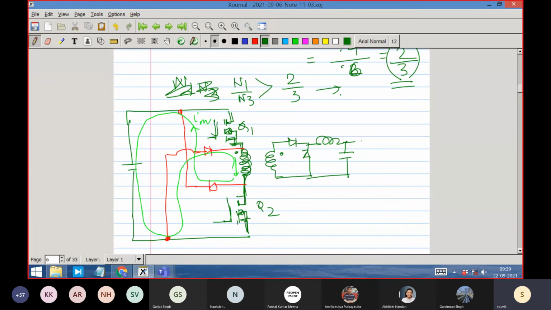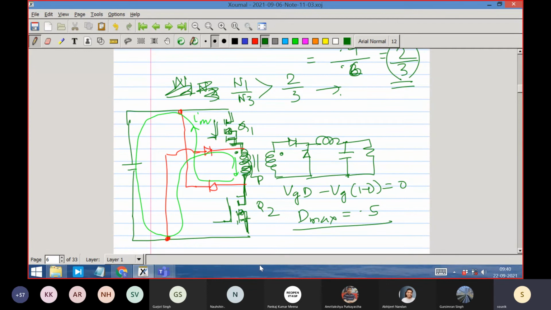So how is volt-second balance happening? Vg into D, and in the reverse way it is minus Vg. When the diodes are clamping them, then Vg into 1 minus D is equal to 0. So that means D max of this converter is equal to 0.5. This is the extreme volt-second balance of the coil LP. This implies that D max is equal to 0.5.